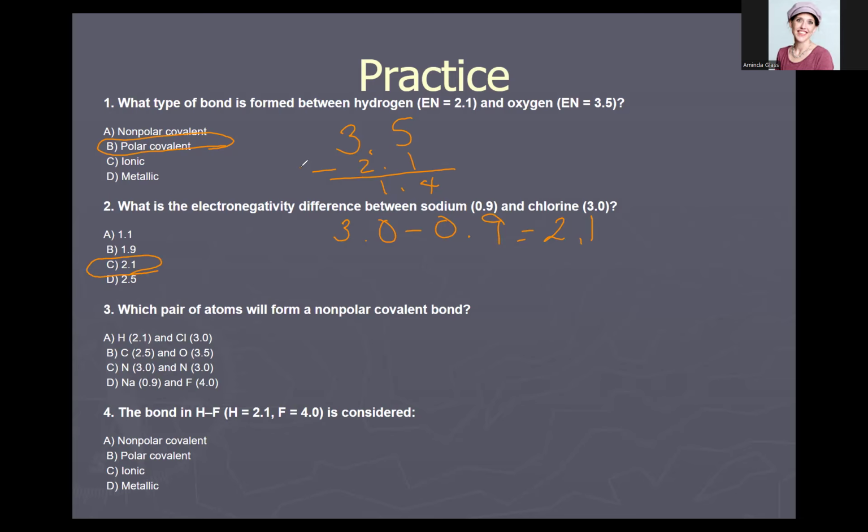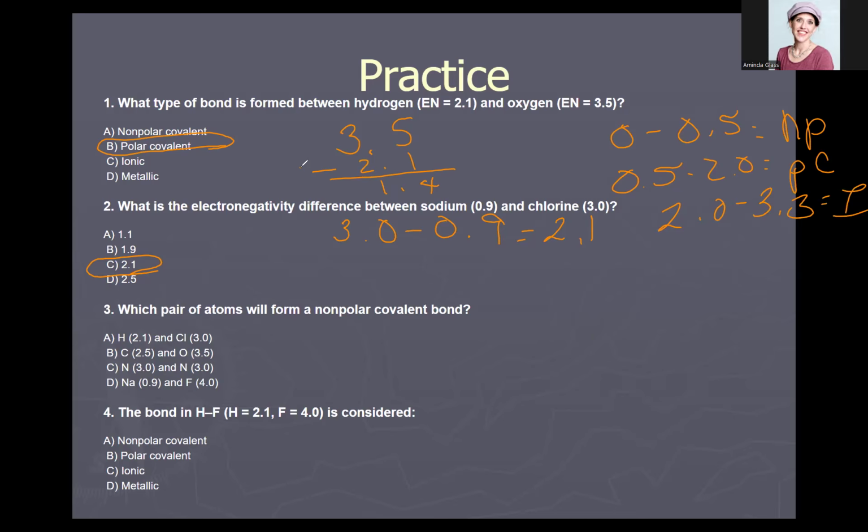If I had asked you to determine what type of bond this is, it would be ionic, because remember, it's 0 to 0.5. This is your nonpolar covalent bond. 0.5 to 2.0 is your polar covalent bond. And then anything between 2.0 and 3.3 is ionic.